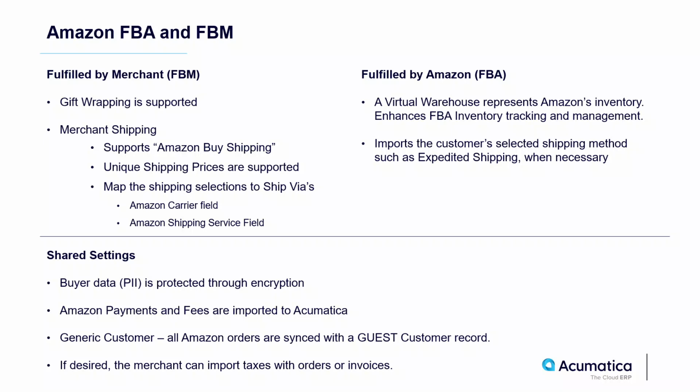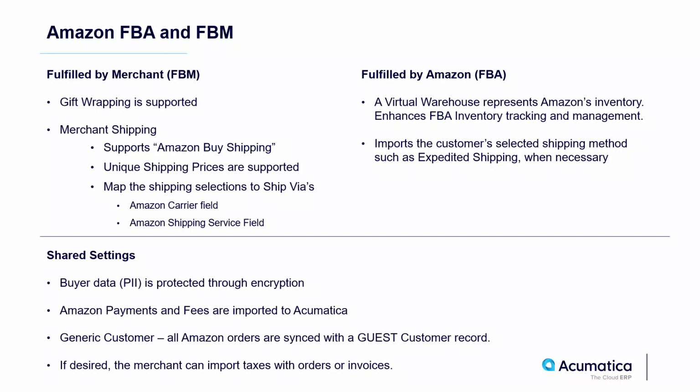Now we'll go into more detail about the PII. That's the personal identifiable information related to buyers. I have a section about that we'll go into in a second. Amazon payments and fees are coming in. All of these orders are being associated with generic customers inside of the system. That's really to help protect customer data. And if desired, merchants can import tax information with all their orders and invoices. Some merchants we found decide not to do that. Most of them do. It's up to you. It's just a configuration setting inside the system.